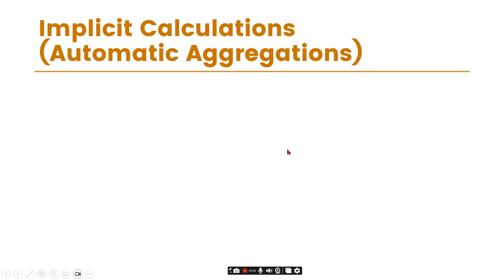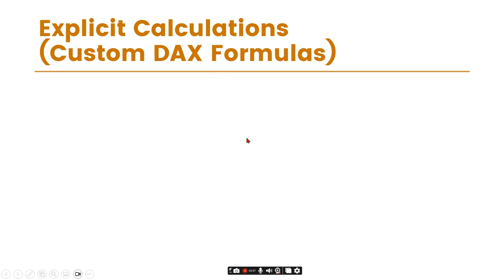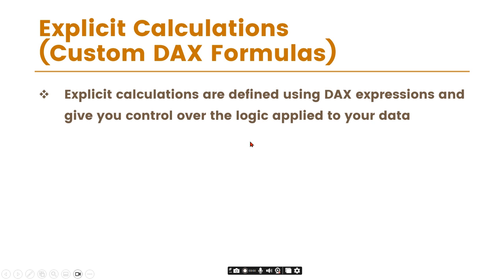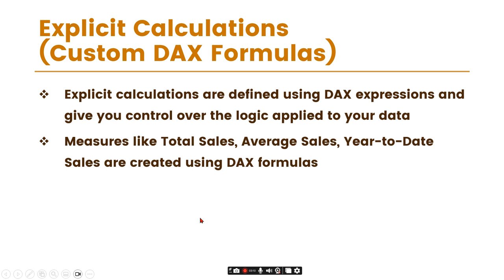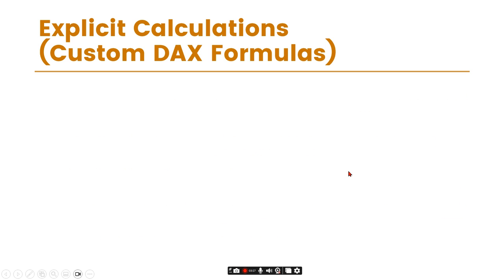Let's go back and see explicit calculations. Explicit calculations are defined using DAX expressions, and they give more control over the logic applied to the data. Measures like total sales, average sales, and year-to-date sales can be created using DAX formulas. Custom calculated columns like profit or discount percentage are some examples of what we can create using explicit calculations.